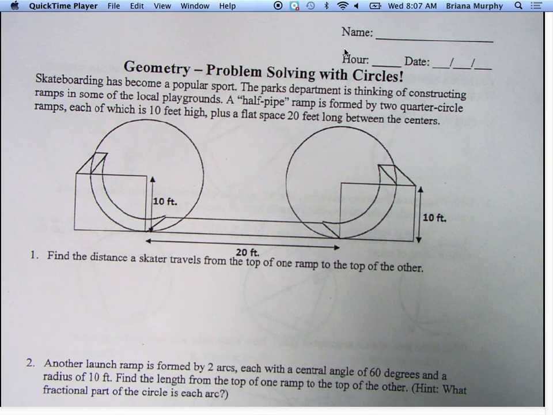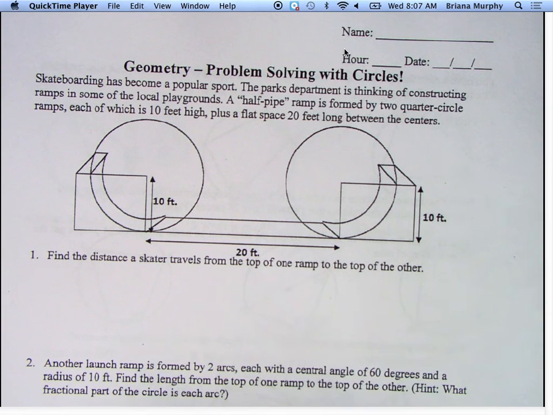Number three, a third ramp has two straight ramps, each of which is 4 feet high and 10 feet long, with a flat space of 20 feet in between. Find the distance a skater travels from the top of one ramp to the top of the other, from point P to point R. And you're just going to use the Pythagorean theorem to find what x is, and then it should be pretty straightforward. Okay? Please turn it over.